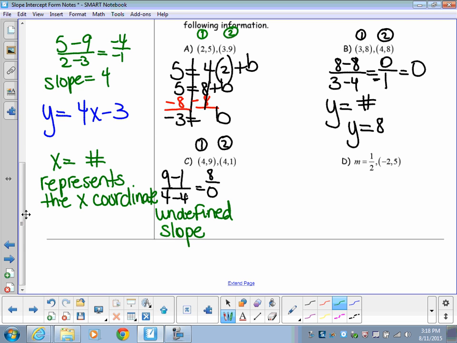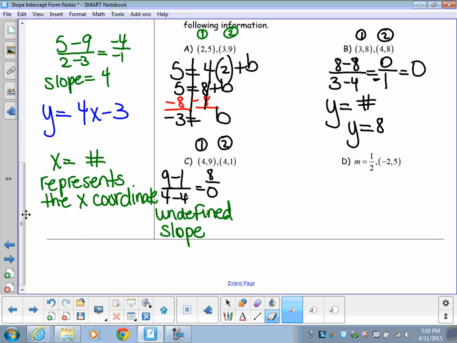This vertical line is the only one that cannot be written as y equals mx plus b. That's what makes it special. That's what makes it an exception to the rule. It must be written as x equals and then a number. You cannot write y equals mx plus b. Make sure you write this down because this rule is special. When you have 0 on the bottom, it's an undefined slope.